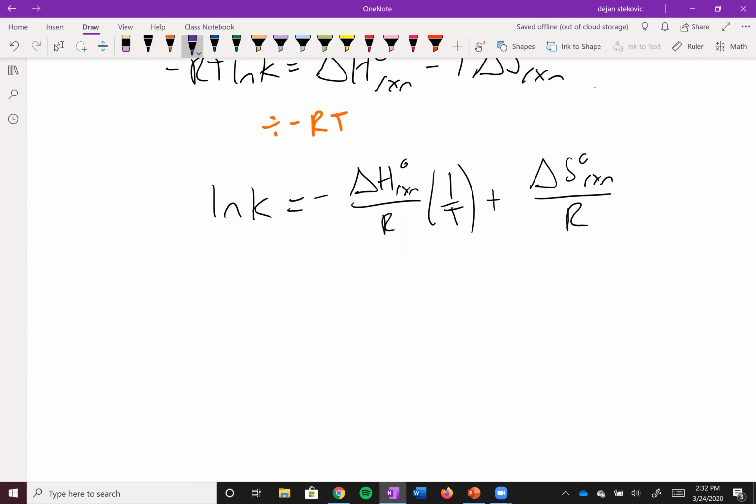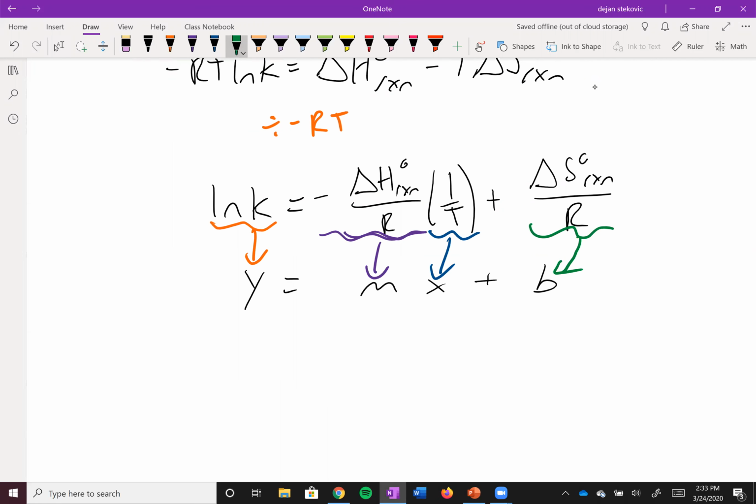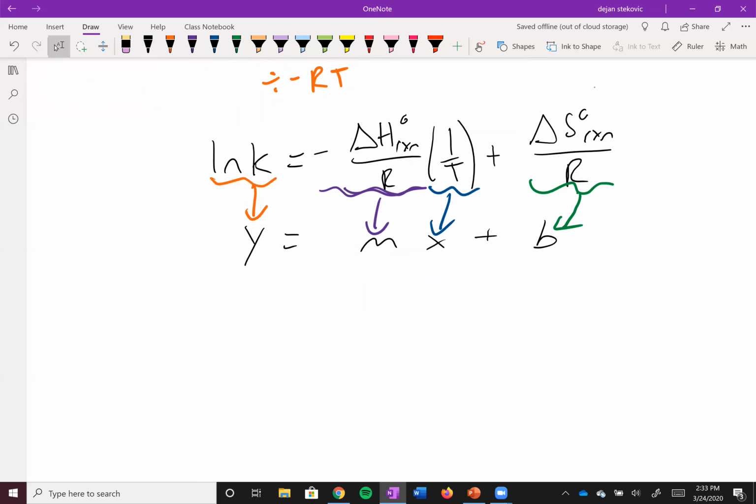Well, if we think about what this equation could be, it could be equal to y equals mx plus b, and indeed is, right? This is your y. This is your slope right here. This is your x right here. And so this is your b, your delta S over R, right here. So you can plot values of the ln K versus 1 over T to find the delta H of the reaction and the delta S of the reaction.